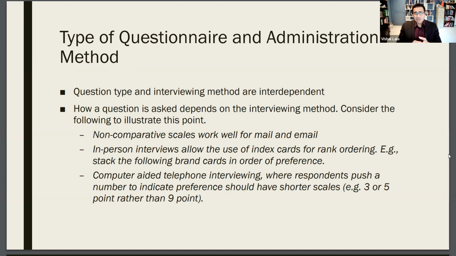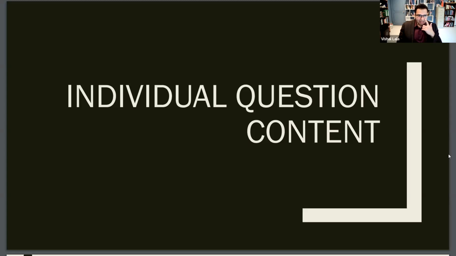I'm not going to spend so much time on the other administration methods, because by far the most popular method right now for gathering data from respondents is web-based. So we'll focus specifically on web-based surveys here as we go through the issues surrounding them.